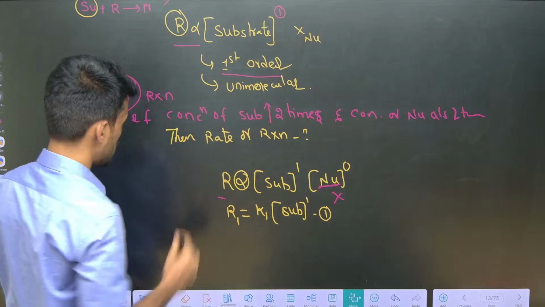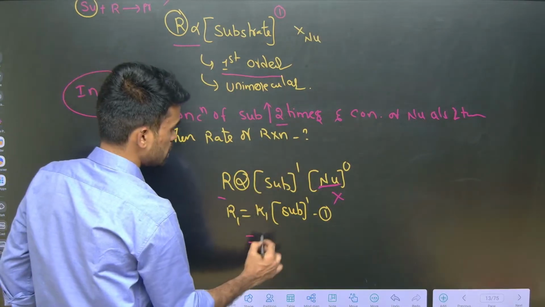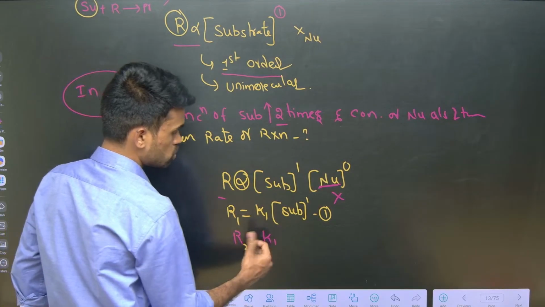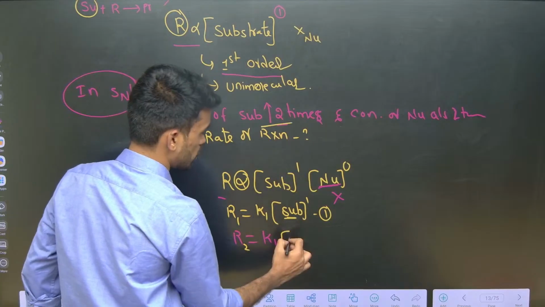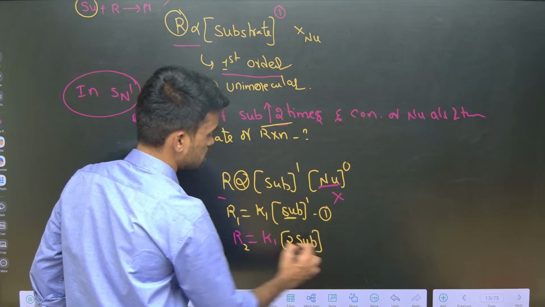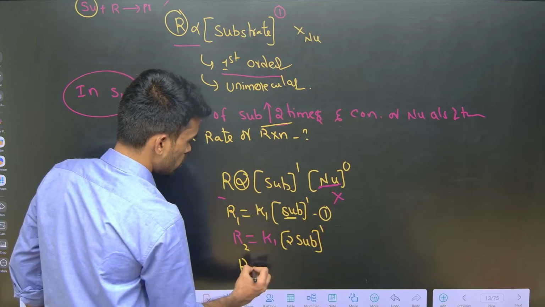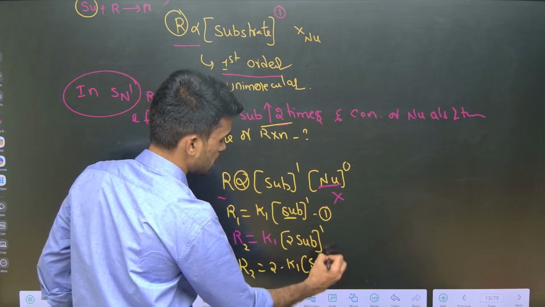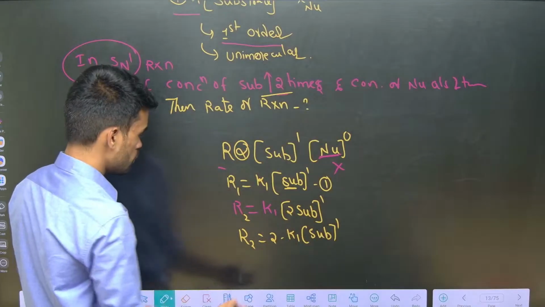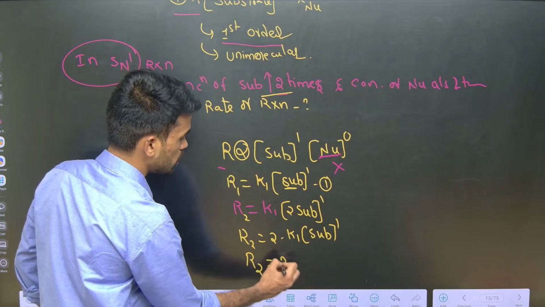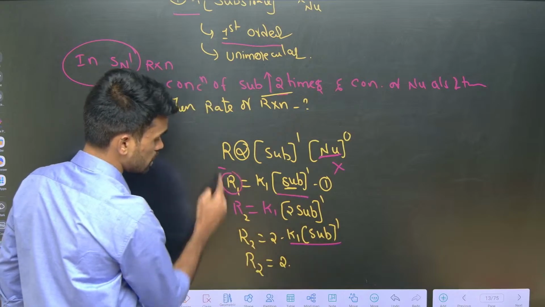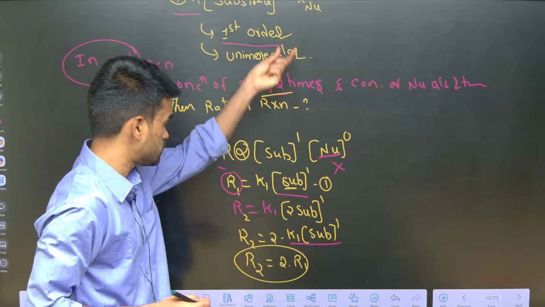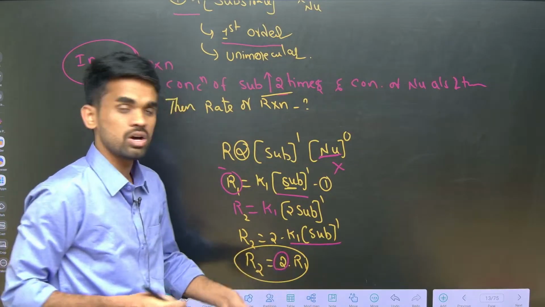Now how many times is the substrate concentration increasing? 2 times. So R2 equals K1 into the substrate concentration increased 2 times, that is R2 equals 2 times K1 into substrate concentration. So R2 equals 2 into R1. It means when we increase the concentration of substrate 2 times, the rate also increases 2 times.